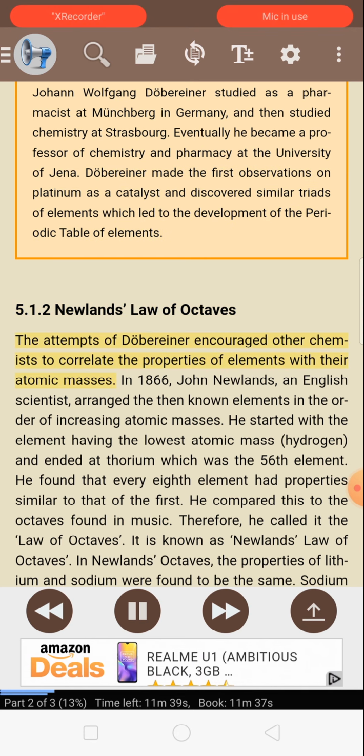In Newland's octaves, the properties of lithium and sodium were found to be the same. Sodium is the 8th element after lithium. Similarly, beryllium and magnesium resemble each other. A part of the original form of Newland's octaves is given in table 5.3. Do you know? Are you familiar with musical notes? In the Indian system of music, there are 7 musical notes in a scale: sa, re, ga, ma, pa, da, ni. In the West, they use the notations do, re, mi, fa, so, la, ti.